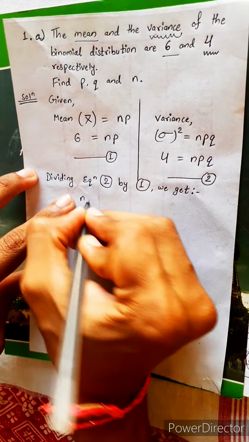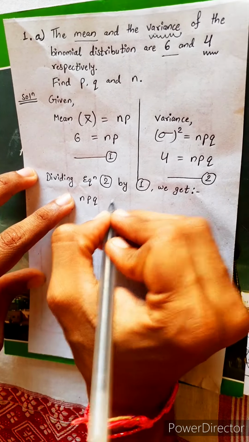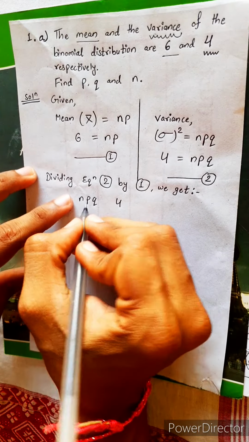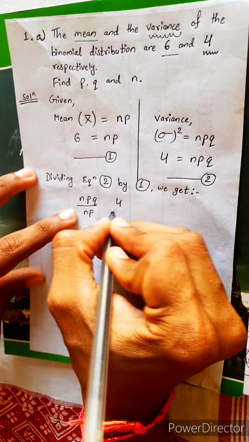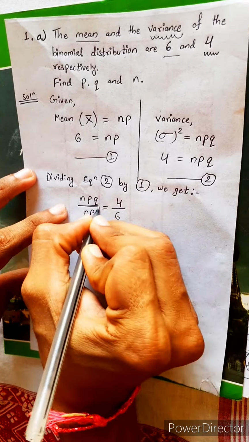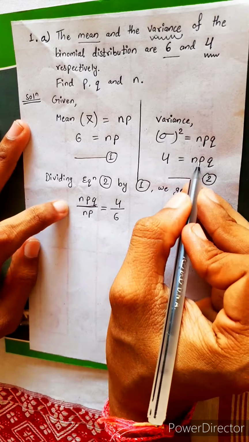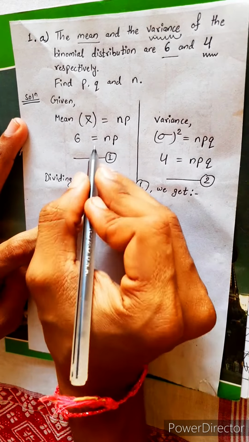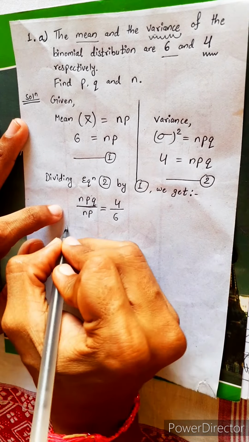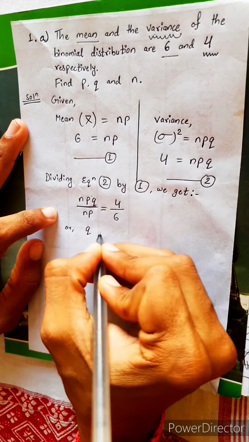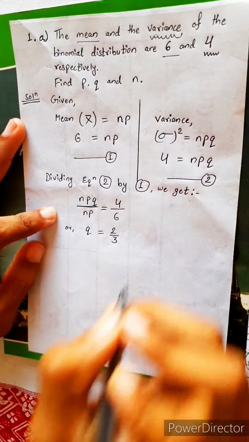Let's write equation 2 here: npq equals 4. And let's divide this by equation 1, which is np equals 6. Do you understand? npq equals 4 is equation 2, and np equals 6 is equation 1. Let's divide. np and p will be cancelled, and from here q equals 2 by 3. So we got the value of q.